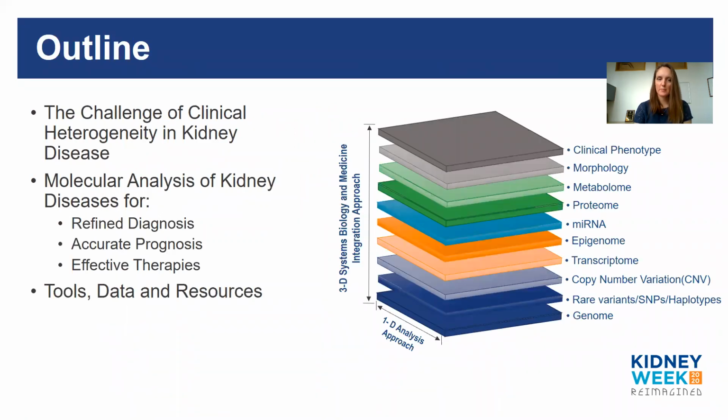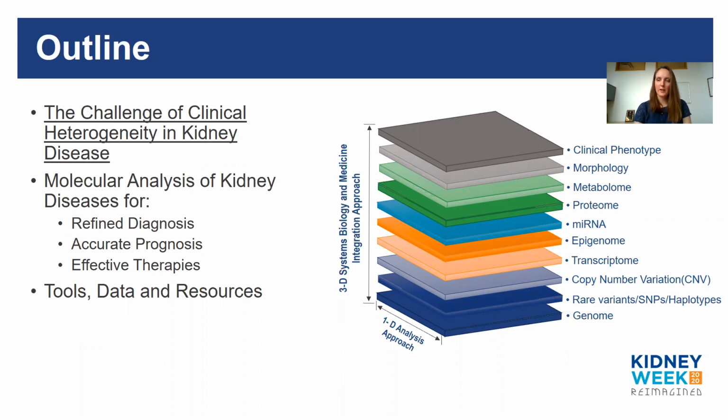And the way I'd like to frame this talk is first to start out with a discussion of the challenge of the clinical heterogeneity of kidney disease. And then we'll talk about how molecular analysis of kidney tissue in particular can maybe help to point us to a refined diagnosis, a more accurate prognosis, and effective therapies. And lastly, I'll end with some tools, data, and resources.